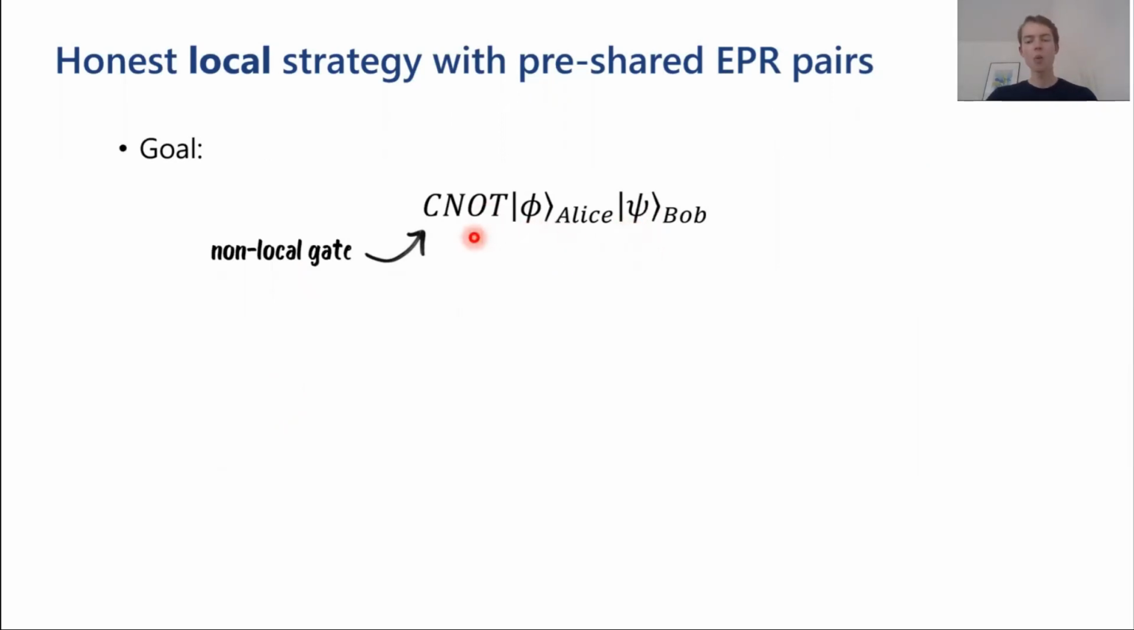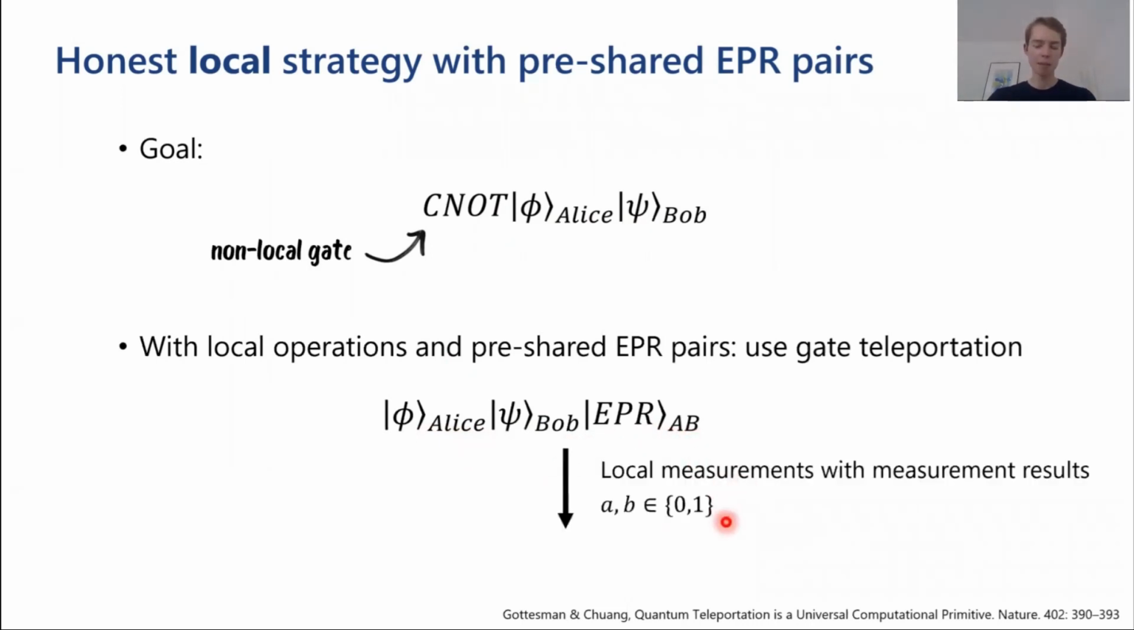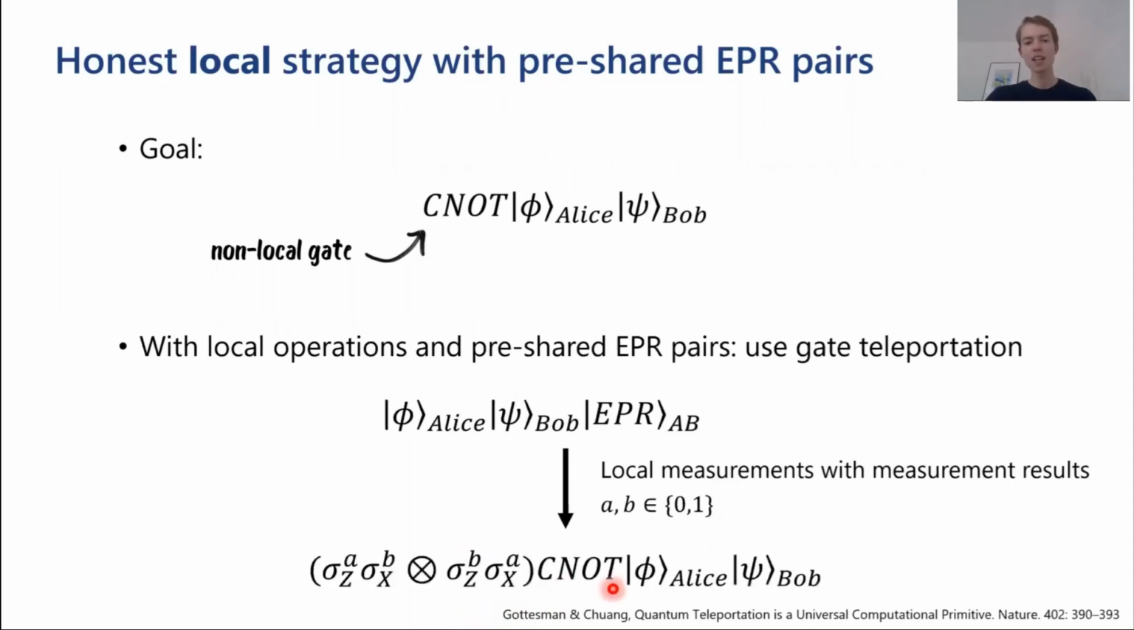a CNOT gate, what they can do instead in gate teleportation is have some pre-shared EPR pair, and then do local measurements, so measurement just on Alice's system and the A part of the EPR state, and likewise for Bob and the B part. And they will do these measurements, get back some bits A and B, and if you choose these cleverly, and then this can be done, then the post-measurement state will be the CNOT gate applied to these original states with some sort of correction operator on top. So this correction operator now is the only difference to the actual CNOT gate.